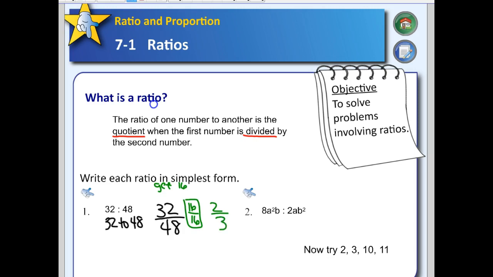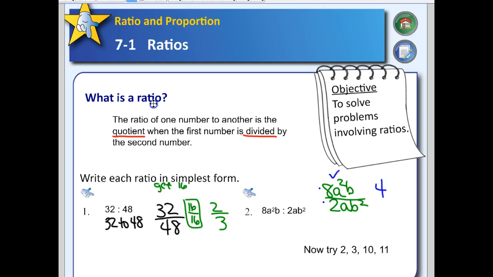Now, remember, it's algebra, so they're going to throw in letters and numbers. So let's go ahead and take this as it's written, and let's write it as a fraction. We've got 8a squared b over 2ab squared. So we're just going to divide. Remember, let's look at the numbers. Well, 8 divided by 2 is 4.